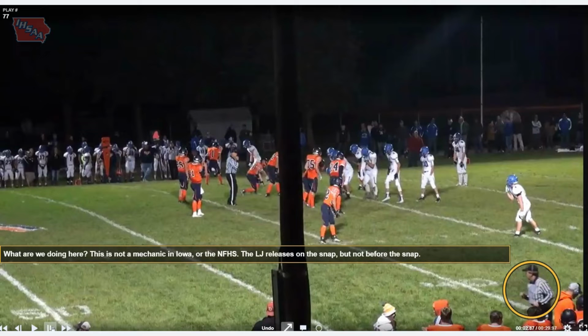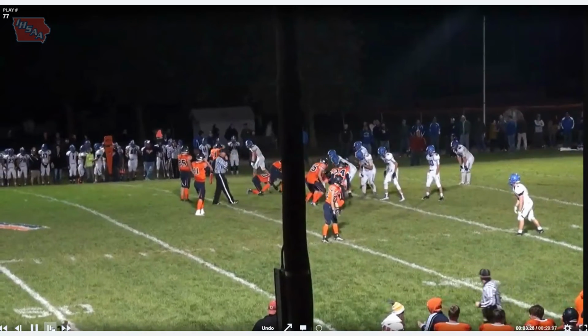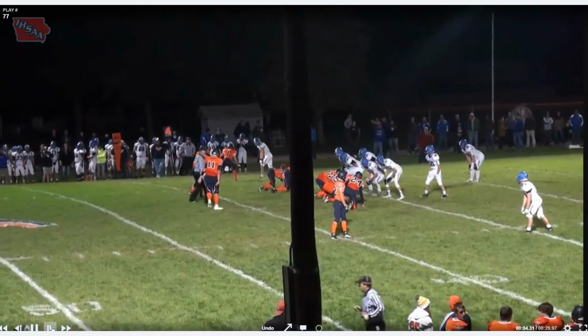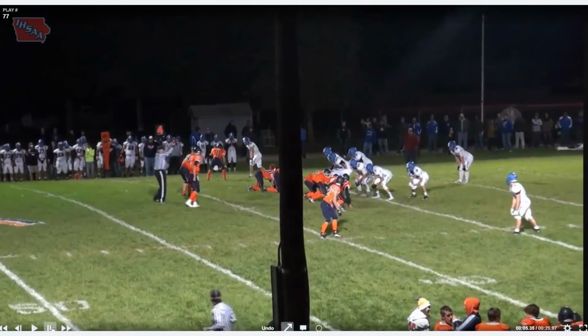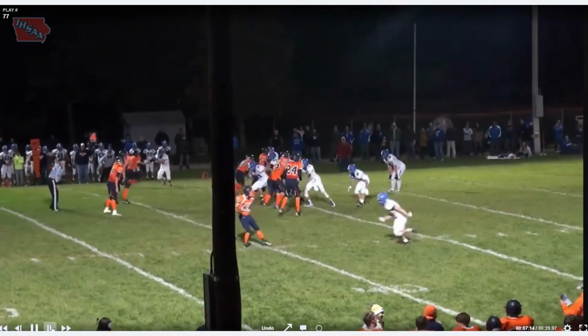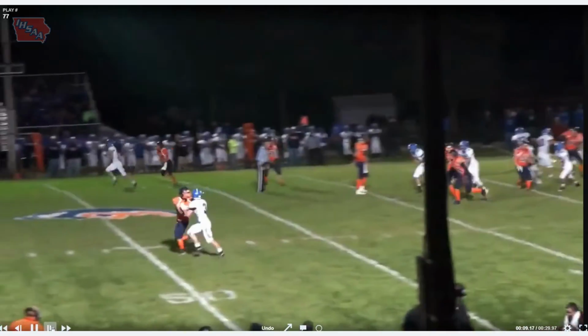We're talking about personal fouls, but I don't know what we're doing mechanically here. This is not a mechanic of Iowa, NFHS, anybody. The line judge is running downfield before this ball ever gets snapped. So we got to talk about that, make sure we're not doing stuff like that.